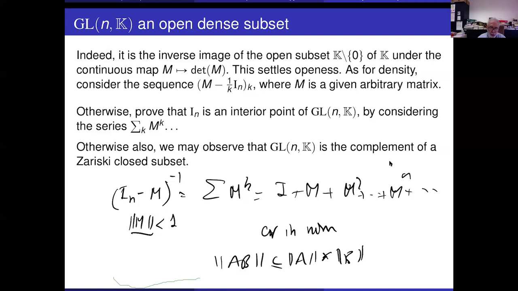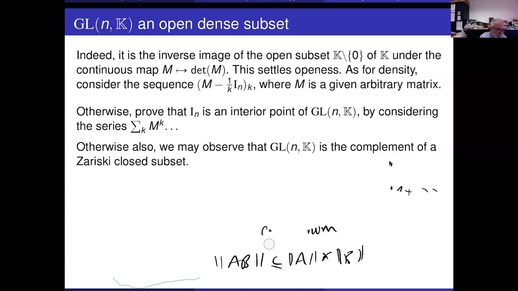Another way to prove this is the following. Okay, so let me erase this argument. Sorry. Okay, so we are here. We have proven that the set is open in MNK. We have proved that it is dense. There is another way to prove that it is dense.